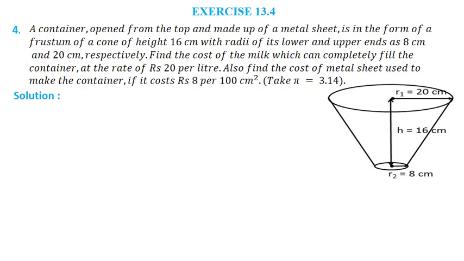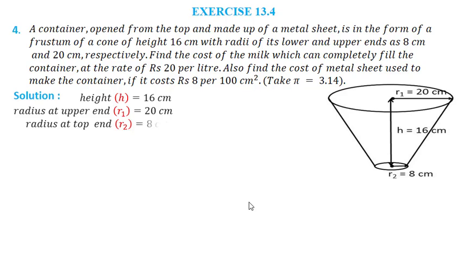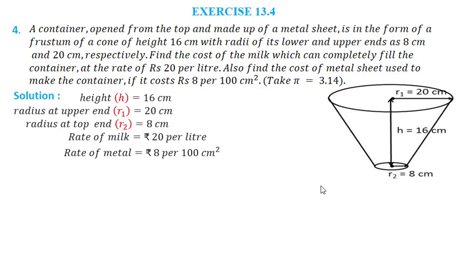Now here we have to find the cost of milk, for which we require volume of milk. Now as milk completely fills the container, so volume of milk will be equal to volume of container. So let us see what is given and what we have to find. Height of the container is given, that is 16. Container is in the shape of frustum of cone. Radius at upper end is given 20 centimeter. Radius at this lower end is given as 8 centimeter. Rate of milk is given rupees 20 per liter. Rate of metal is rupees 8 per 100 centimeter square. We have to find total cost of milk and cost of metal also.